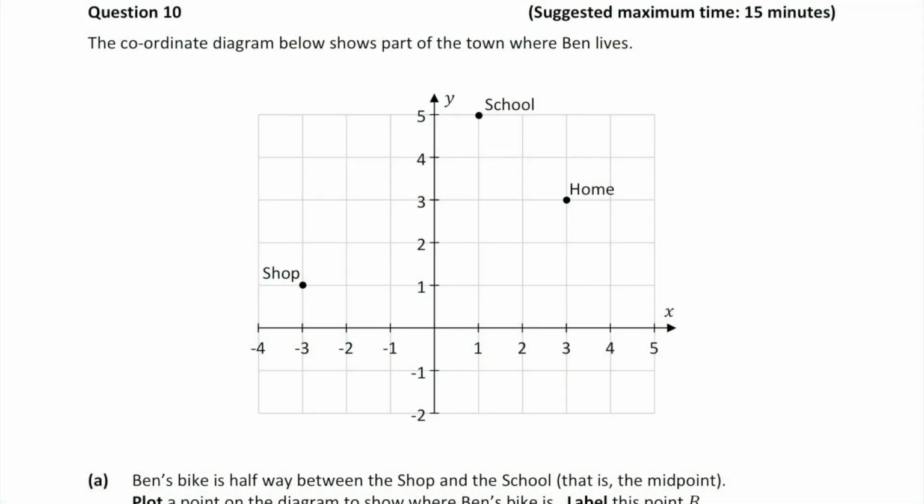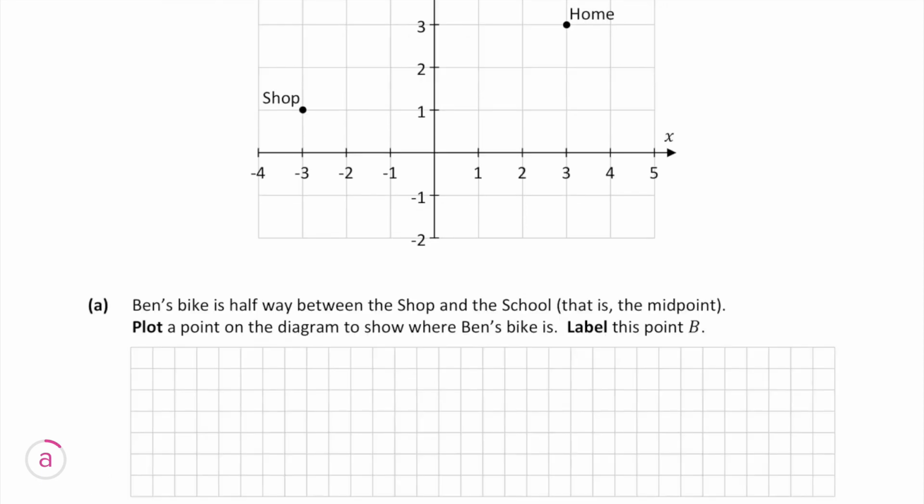Here's the question we're going to be taking a look at today, which is worth 30 marks. We're given a coordinate diagram showing parts of the town where Ben lives. In part A, we're told that Ben's bike is halfway between the shop and the school. From this information, we have to plot a point on the diagram to show where Ben's bike is.